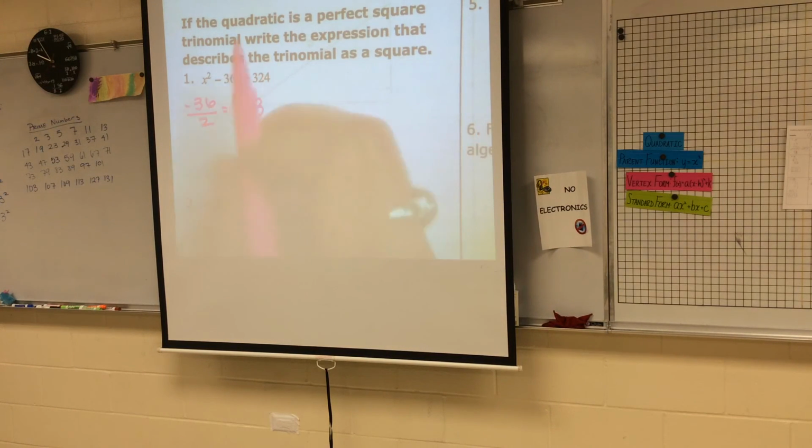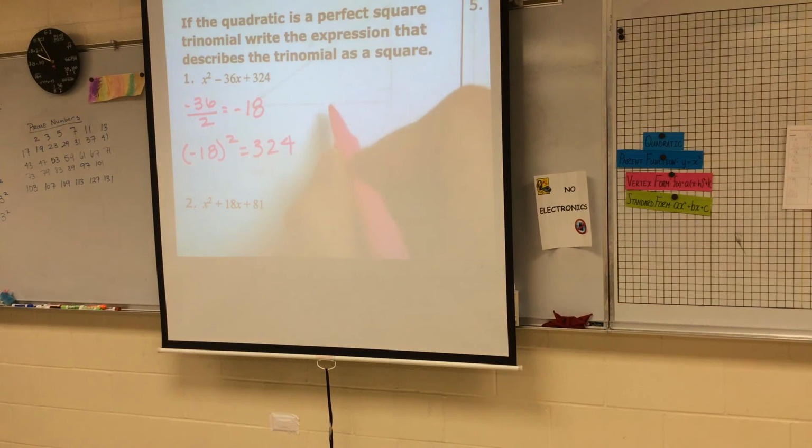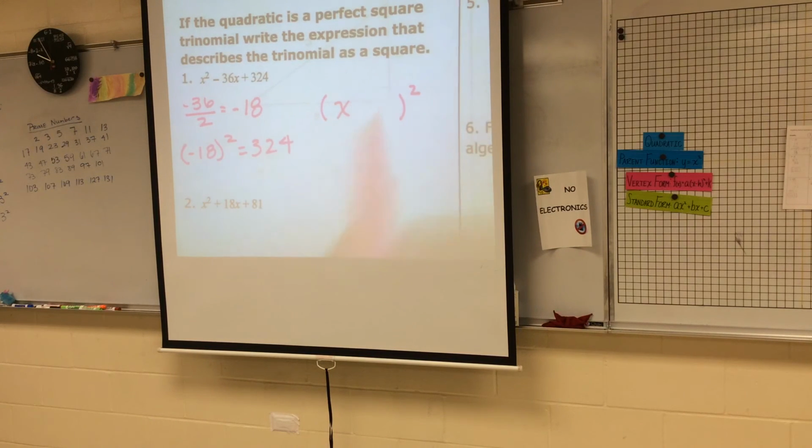Well, that c value, remember, if we square half of that b value, we should get c. So negative 18 squared is what? 324. So is number 1 a perfect square trinomial? Yes. So I can write this as a square. So I'm going to say x, well, we have plus or minus? Minus 18.